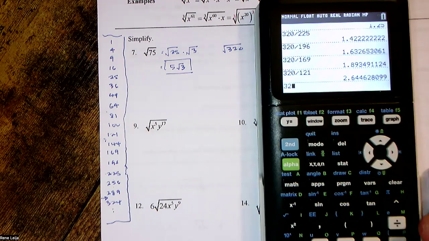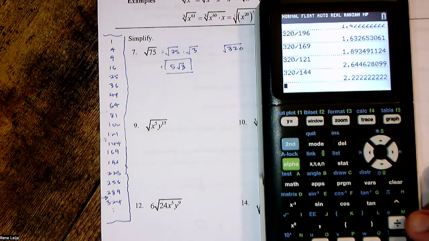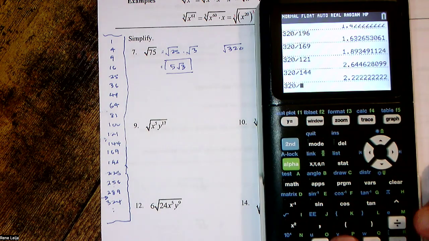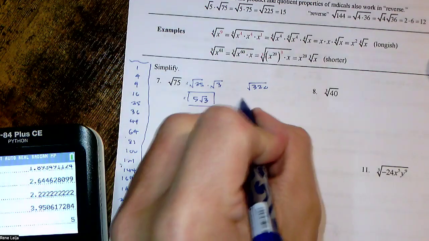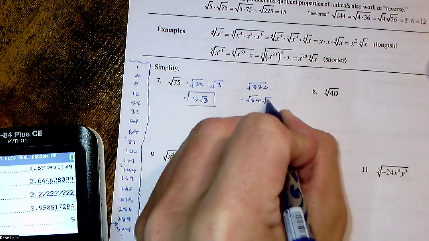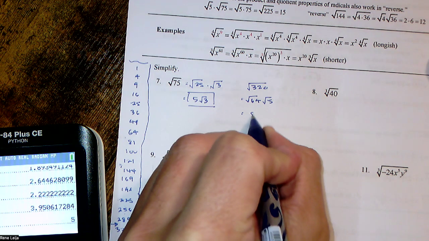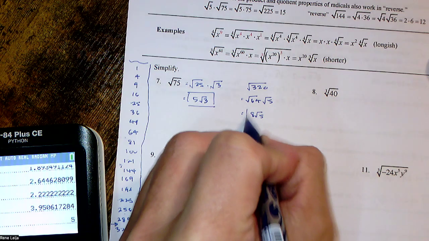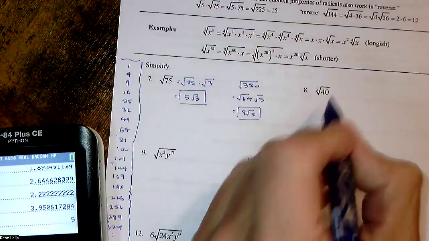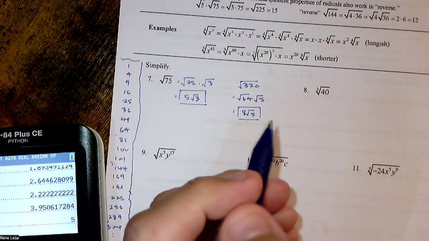Did I skip one? I think I skipped 144. But that's not going to be divisible anyways. It's not divisible by 100. 320 divided by 81. Nope. 320 divided by 64. Yep, there it is. So this is going to turn out to be the square root of 64 times the square root of 5. So that just cleans up to be 8 root 5. Okay, all right. So now here we have 40.